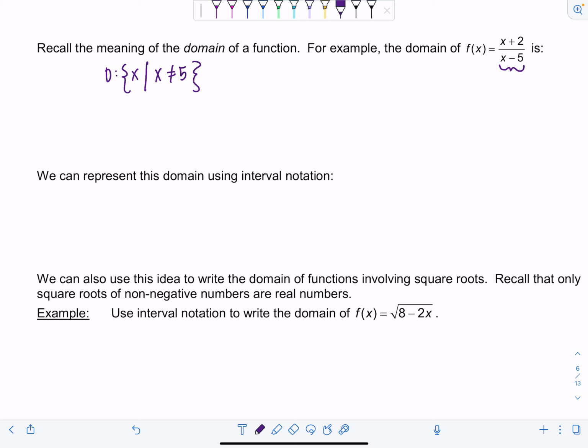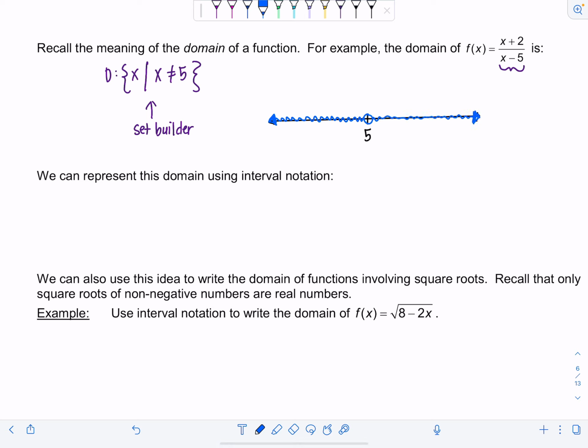Now, how would we represent this domain using interval notation? Because notice this is set builder notation. So how would you write the same thing in interval notation? Well, to figure it out, let's look at the graph. What does it mean x can be anything except for 5? What would it look like? Well, it would mean you'd shade the whole number line except for poor little 5, right? So you would shade in everybody except for 5.